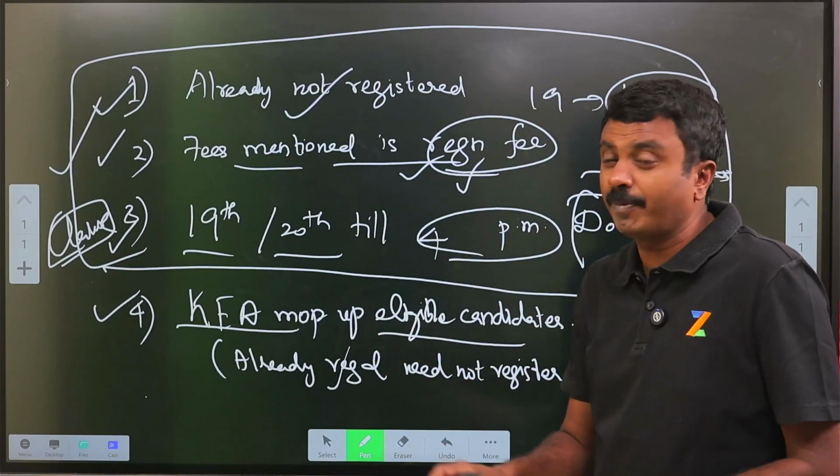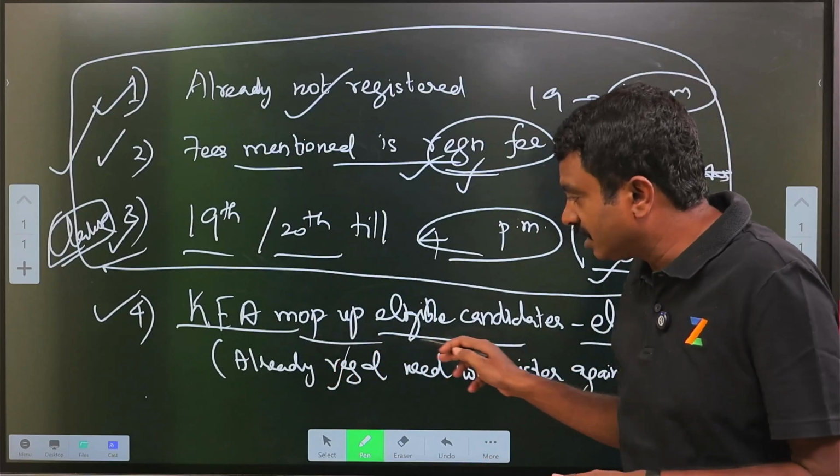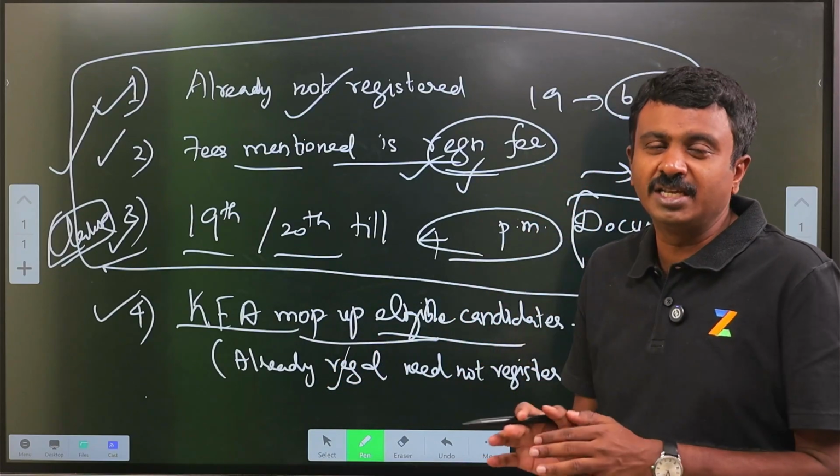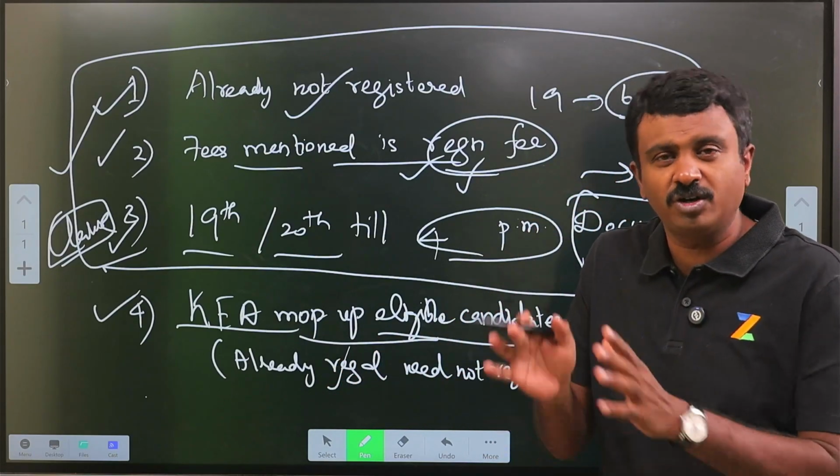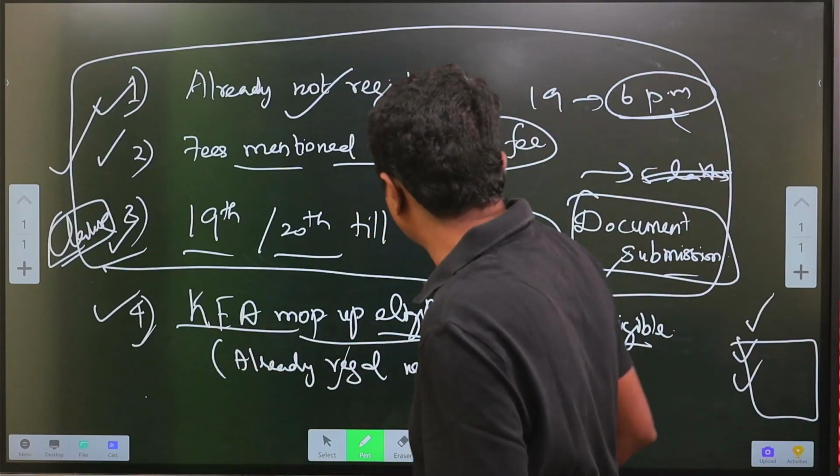And if you are eligible for mop-up and cancelled your seat, we still think the High Court order mentions that you are eligible for the KEA stray round. Wait for tomorrow's guidelines, or today or tomorrow they might share the guidelines and notifications.